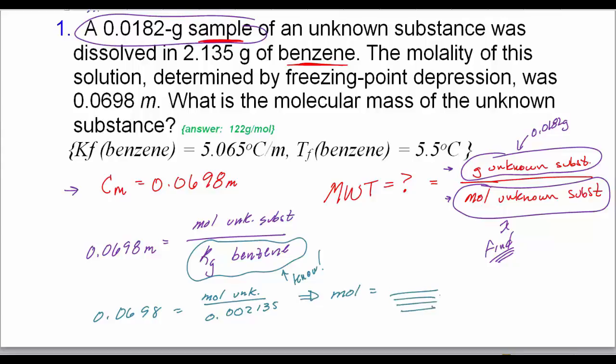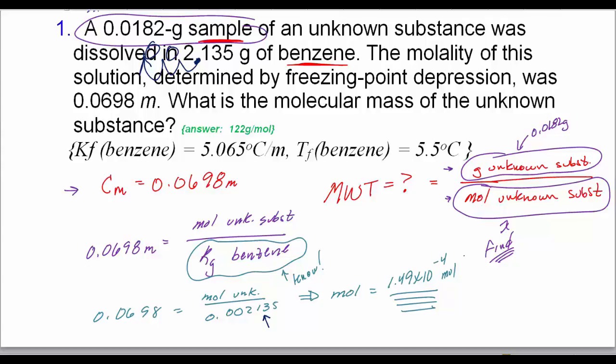Okay, so take 0.0698 times 0.002135, and I get 1.49 times 10 to the negative 4 moles. Do you know how I did this so quick? All I did is I moved the decimal place over 3, because I have to divide by 1,000. So I just went 1, 2, 3. So I have 0.02135. So that's how I did it so fast.